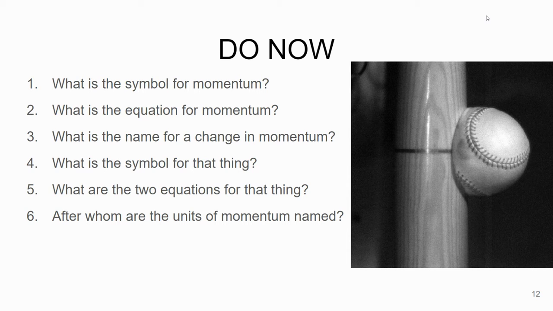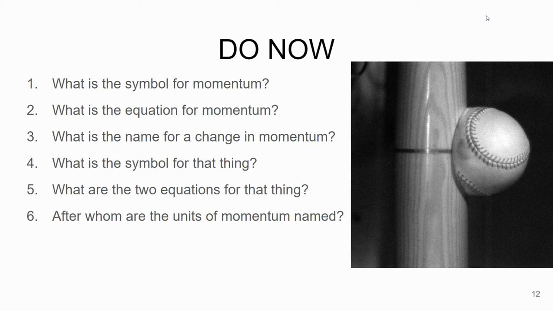Fifth question, what are the two equations for that thing being impulse? Well, J equals delta P, which means also that J equals P final minus P initial, and also J is equal to Ft. Impulse is equal to force times time. So those are our two equations for that thing.